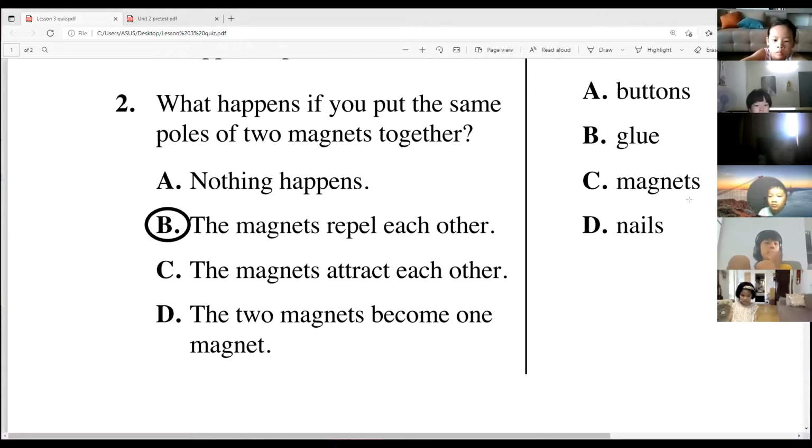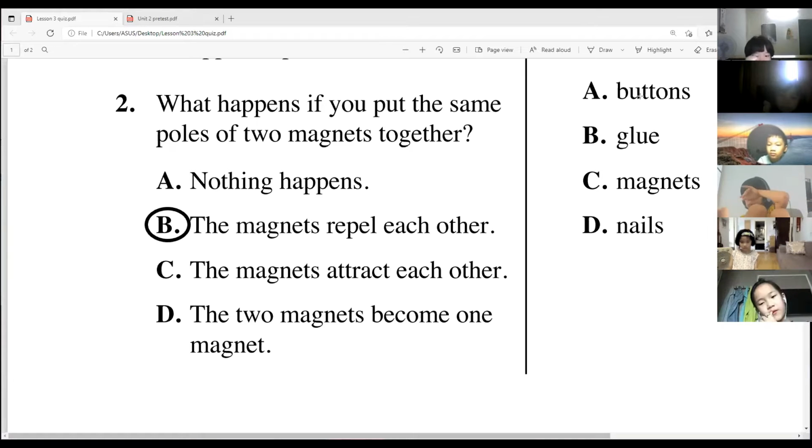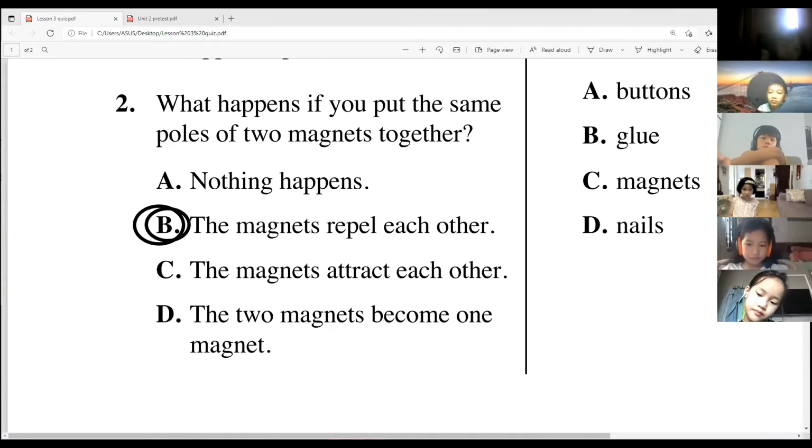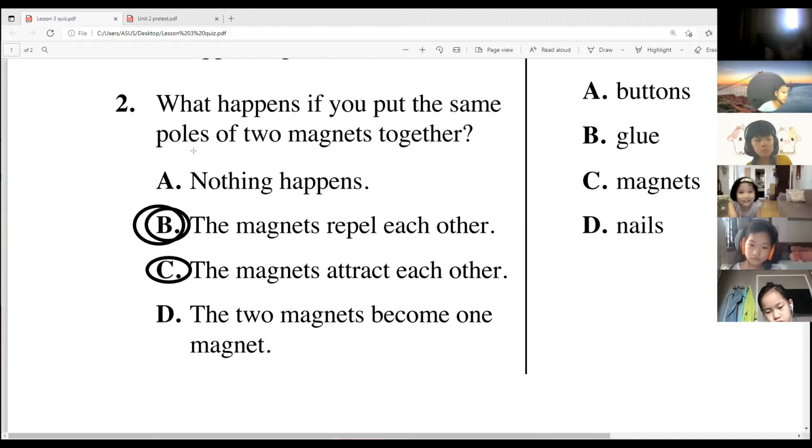Okay, so Jack Fu chose B, the magnets repel each other. Lisa, what did you choose for this one? What happens when the poles are the same? The magnets repel each other. Okay, so Lisa also believes they repel each other. And then Banana, what did you choose? The magnets attract each other. Okay. We'll get one more. Moon, what did you choose? The magnets repel each other. Yeah, they repel each other.